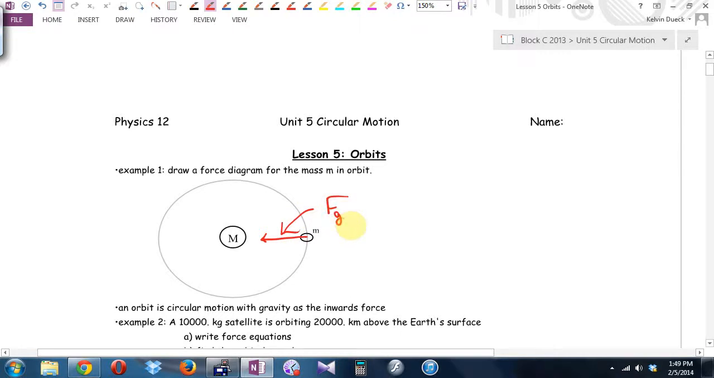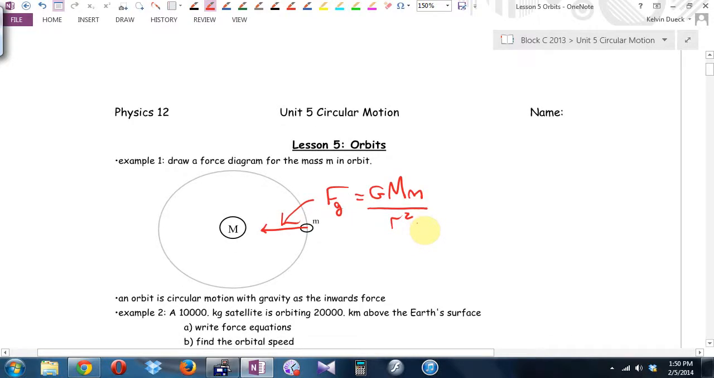Although, don't be putting mg, because now we're cosmic, and as you move further and further out, the force of gravity changes. What we're really going to be using is that one. It turns out an orbit is circular motion with gravity as the inwards force.